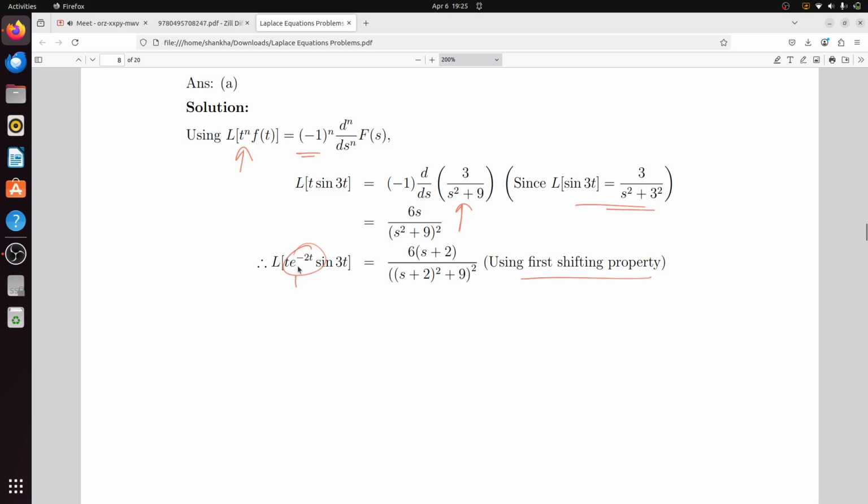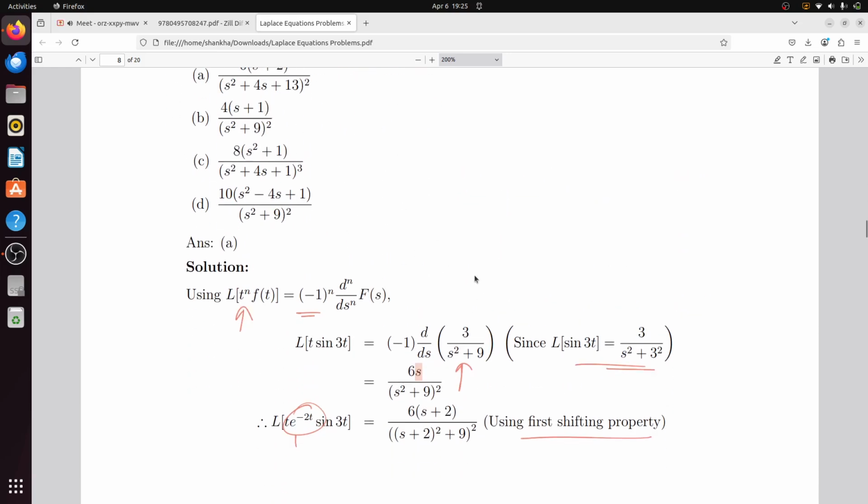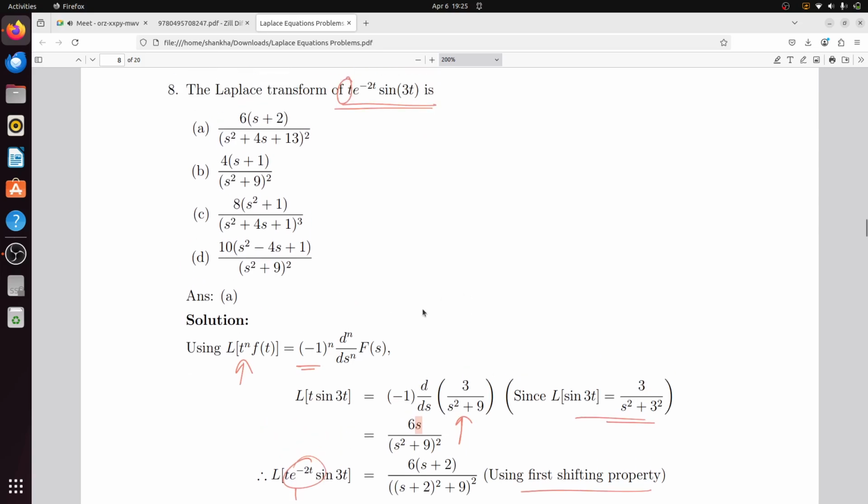And then there is t e to the power minus 2t sin 3t. So instead of s, you need to substitute s minus (minus 2), that means s plus 2. So the answer is 6 into (s plus 2) by ((s plus 2) whole square plus 9) whole square. So the answer is A. I hope that it is also clear. I am keeping this for 1 or 2 minutes just for your reference.